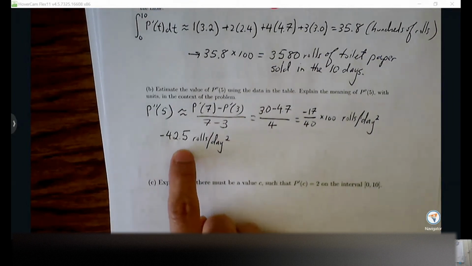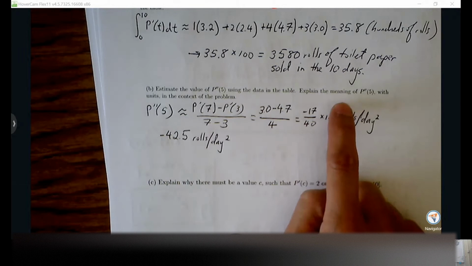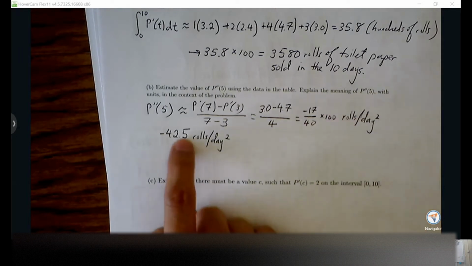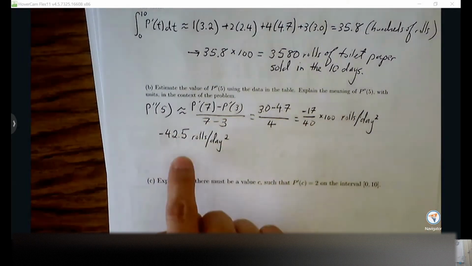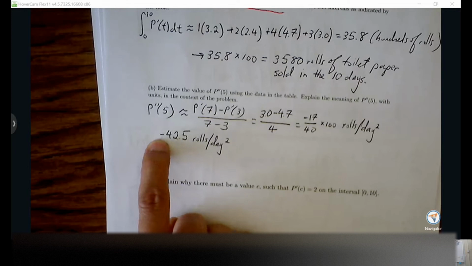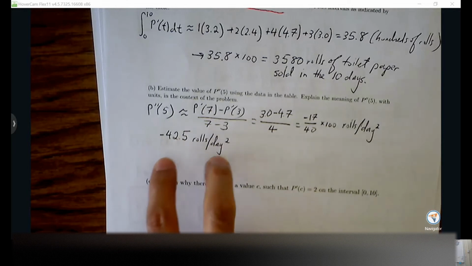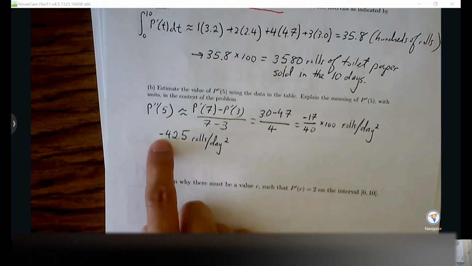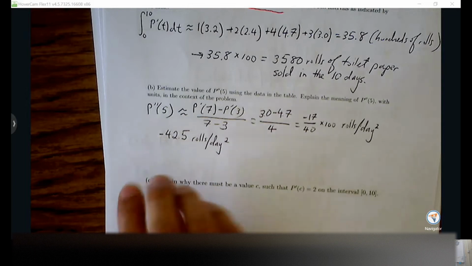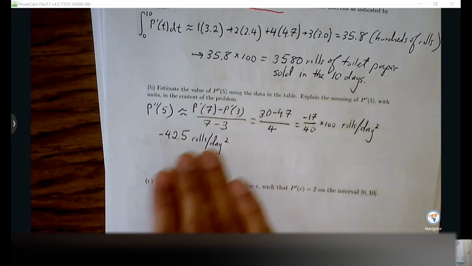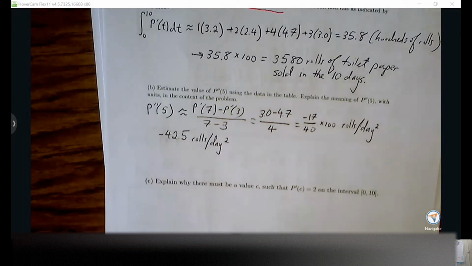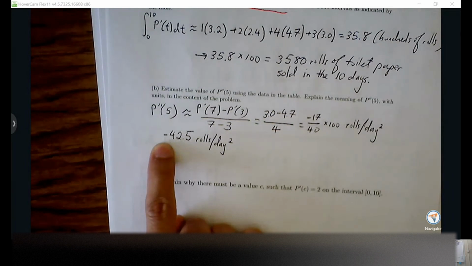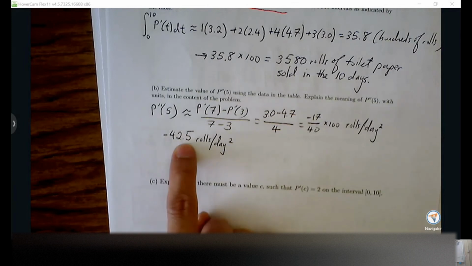So if we're ever asked to interpret the meaning, especially if we're dealing with a second derivative, just understand that we want to talk about this in terms of rolls per day, and then the negative or positive is going to tell us whether the rate is increasing or decreasing. So in this case, negative means decreasing, right? So the rate at which toilet paper is sold is decreasing at a rate of 42.5 rolls per day squared.